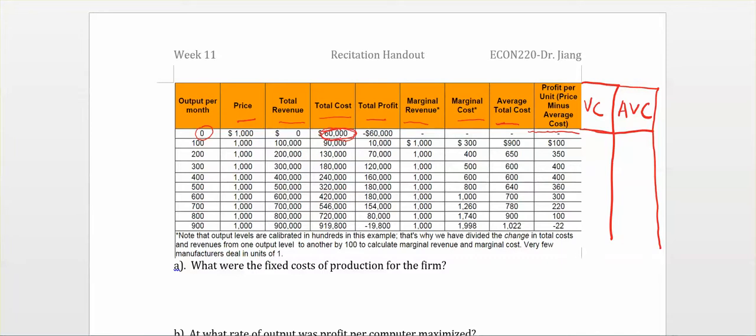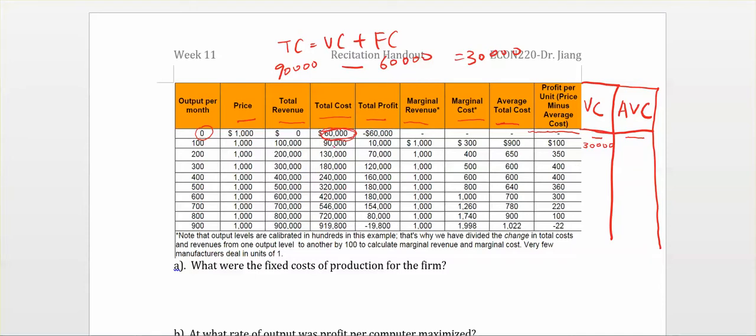So the fixed cost is $60,000, and when we have 0 output, we don't have variable cost. When we have 100 output, we can find the total cost is $90,000, and this total cost equals the variable cost plus the fixed cost. Since the fixed cost never changes as we increase output, we know the variable cost should be $90,000 minus $60,000. We get $30,000. So that is the variable cost. The first cell here is $30,000.